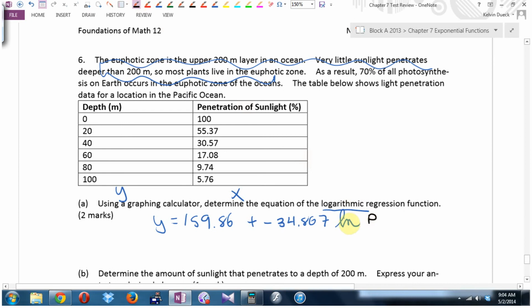Except, let's see, I'm going to use P for penetration of sunlight, and I'm going to use D for depth. And I'm really doing that on purpose here because my column has been switched around. I don't want to accidentally get confused. Here's my equation. 2 marks. Again, 1 mark for that, 1 mark for that. But if you forgot to put the variables in, take a half mark off.